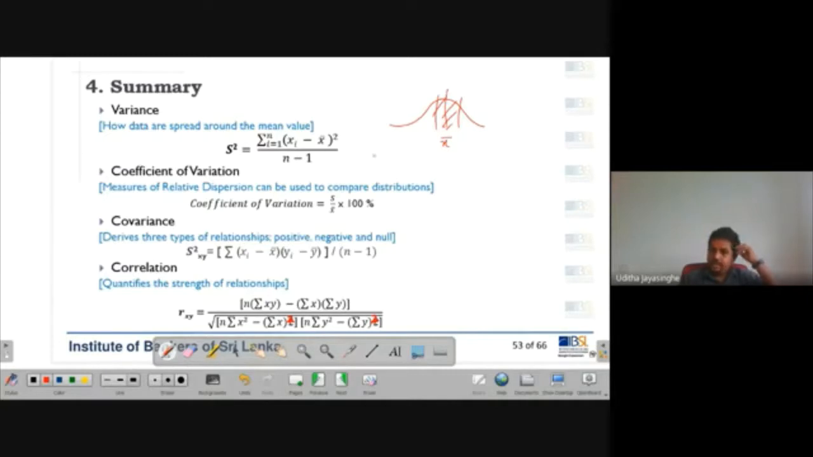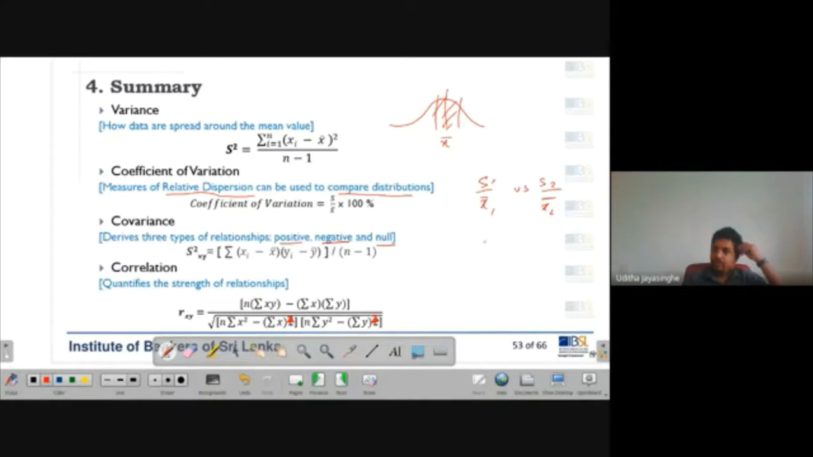And then we calculate this coefficient of variation. It's s divided by x bar. Plenty of calculations we did last week. It is going to give you a relative dispersion. You use it to compare distributions, S1 over x1 bar versus S2 over x2 bar, kind of a comparison. That's what we learned so far. So here at this part, what we have learned is covariance first. This is to derive the 3 instances: positive, negative, or no relationship.